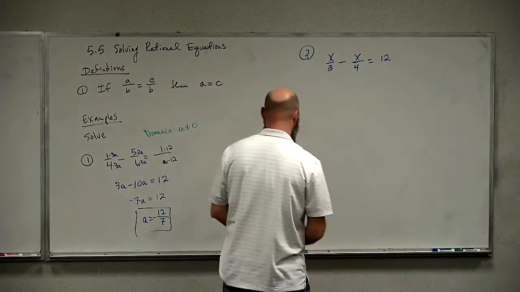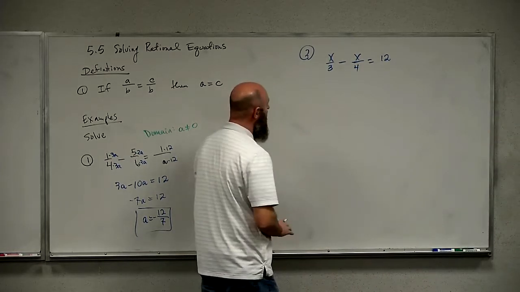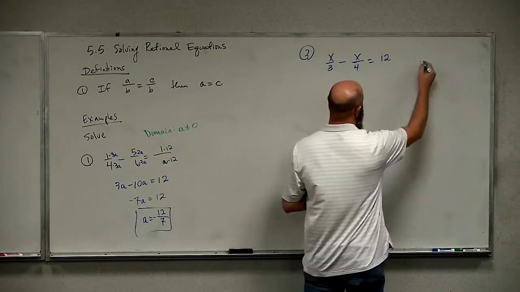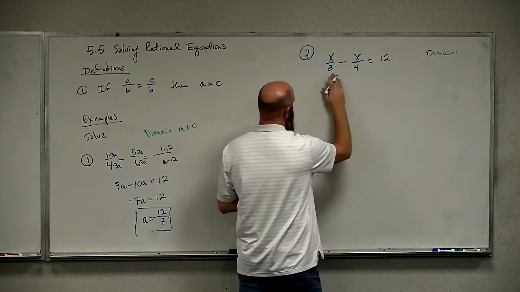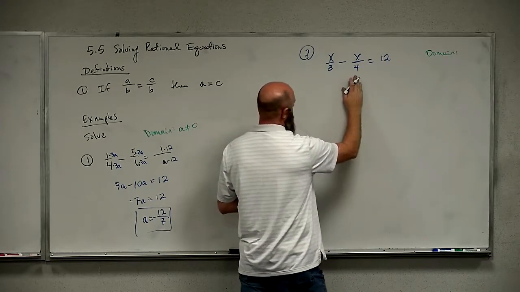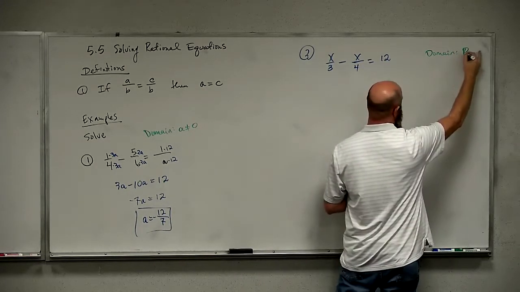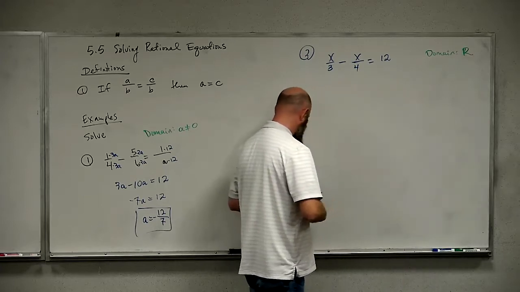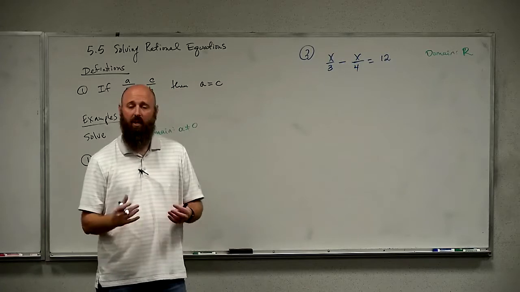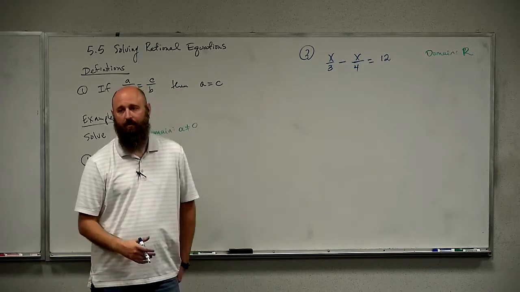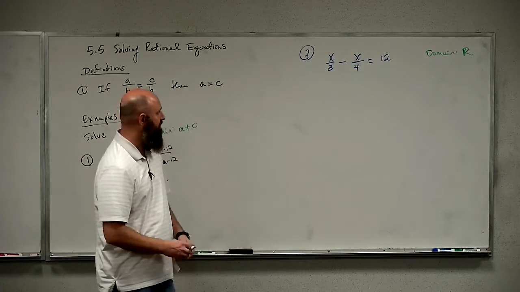All right, so again, I am going to check my domain here. I'm going to write that over to the side. Now this time I do not have any variables on the bottom. So that means my domain is all real numbers. I don't have any issues there. So we're good to go. Whatever answer we get, if we've done our math correctly, should be fine.